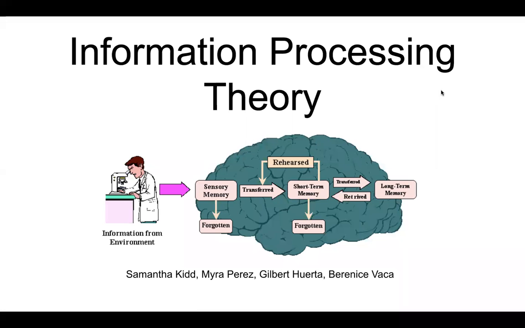Our group is doing the information processing theory. My name is Gilbert Huerta. In my group, we have Samantha, Mayra, Berenice.